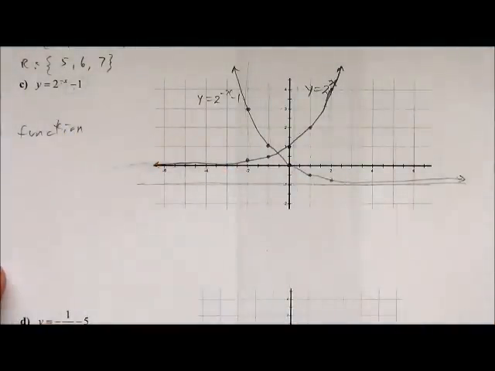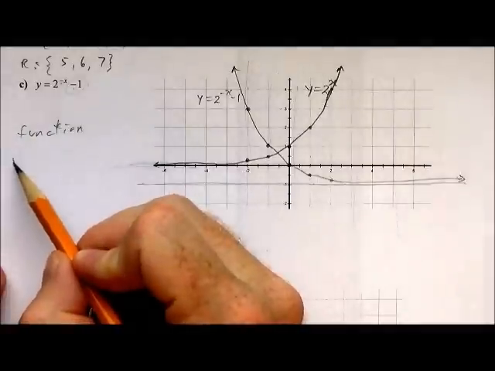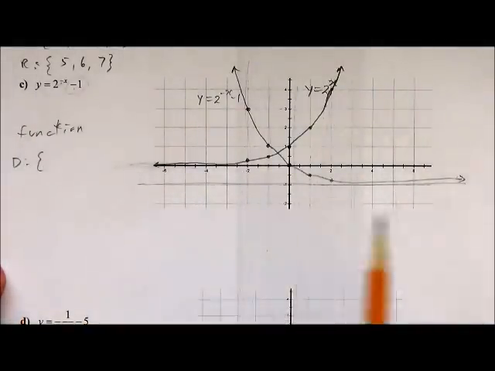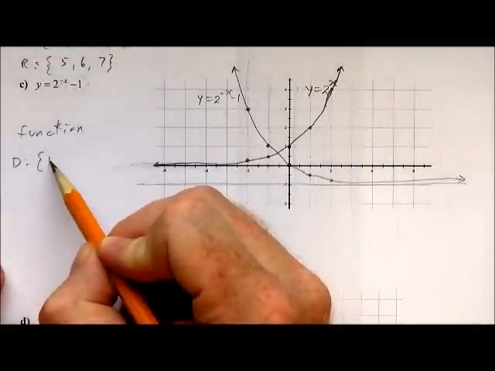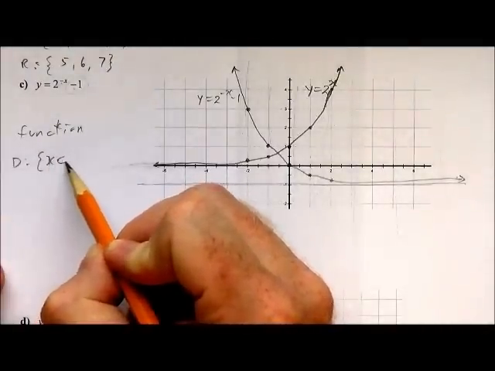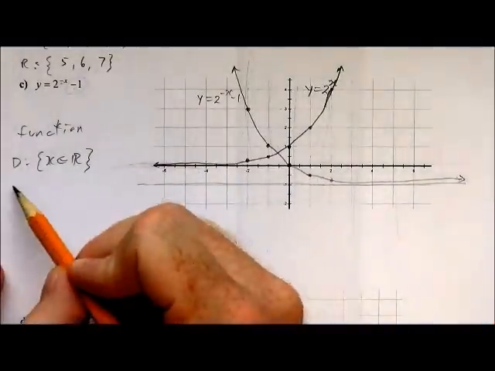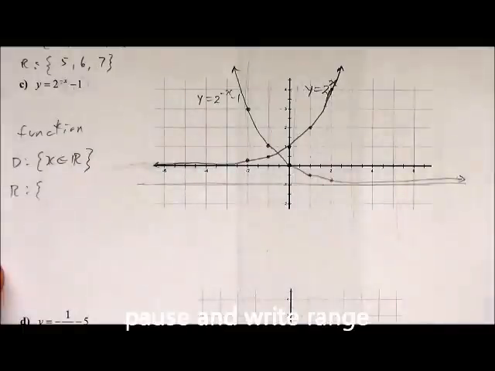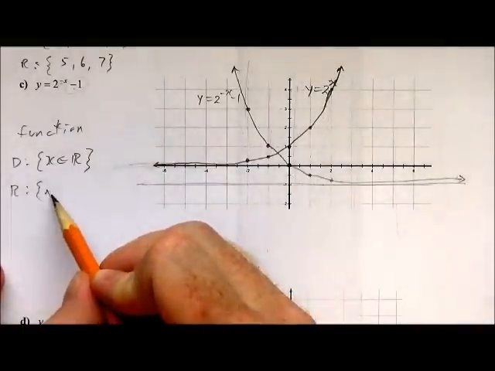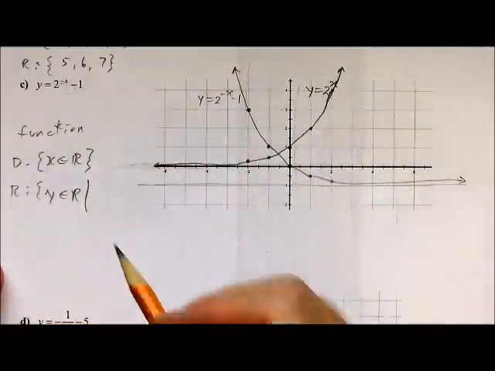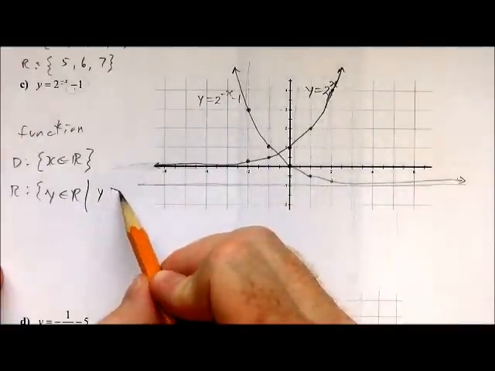and we just have to look at the domain and range now. So the domain, because there are no breaks in it horizontally, x is an element of all real numbers, and for the range, y is an element of all real numbers such that y is greater than negative 1.